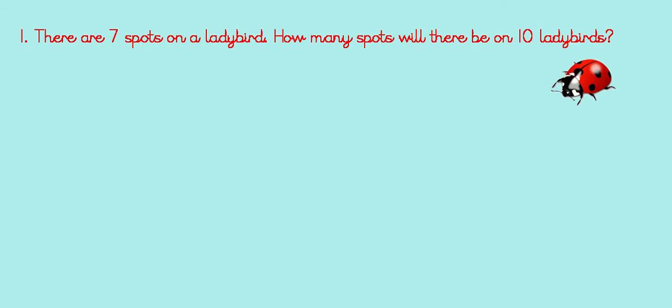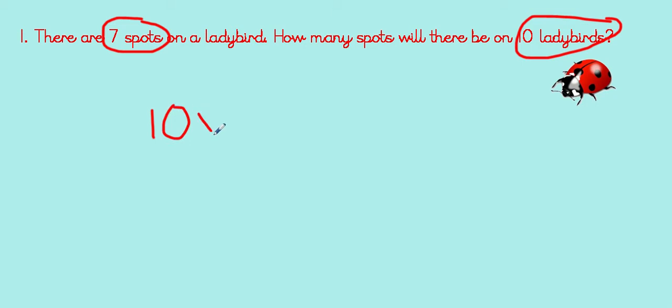Okay, I'm hoping we're getting quicker at these multiplication questions now. Let's read it together. Question 1. There are 7 spots on a ladybird. How many spots will there be on 10 ladybirds? So let's have a look. We've got 7, that's a key number here, isn't it? And 10. Now what do these numbers actually mean? We've got 7 spots and 10 ladybirds. So that must mean we've got 10 groups. And we must have 7 in each group, 7 spots in each group. What do you think? And we want to know how many we've got all together.